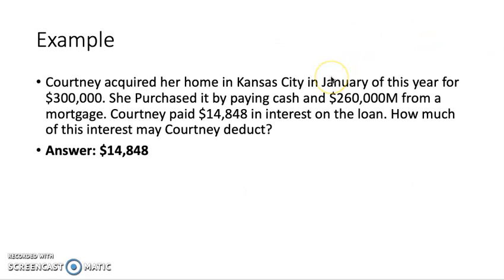With that, a good example of this would be Courtney acquired her home in Kansas City in January of this year for $300,000. She purchased it by paying cash and $260,000 for a mortgage. Courtney paid $14,848 interest on the loan. How much of this interest can Courtney deduct? She's allowed to deduct up to the full amount of interest that she paid for the year off of her adjusted gross income. So that would be $14,848.